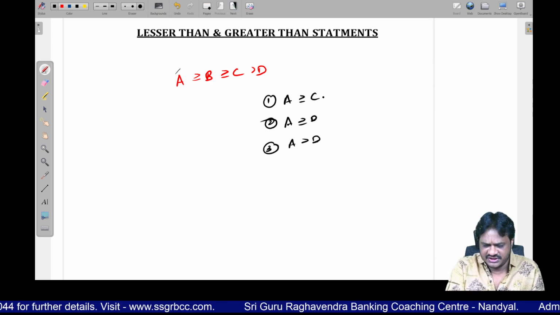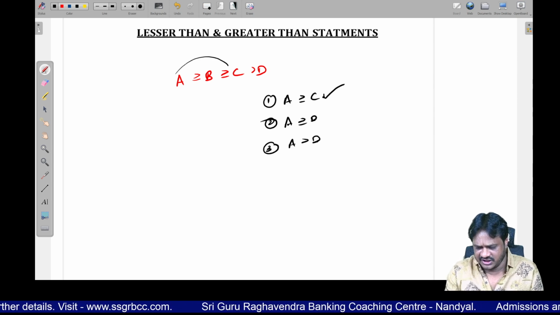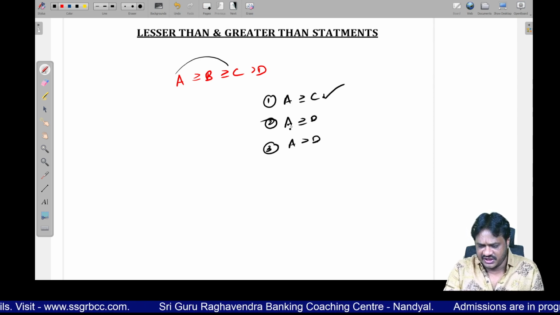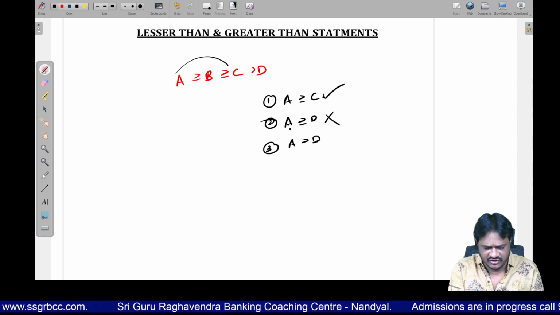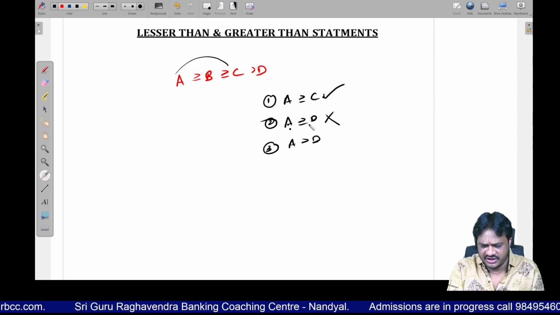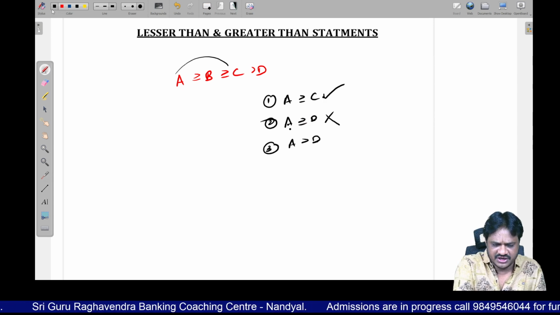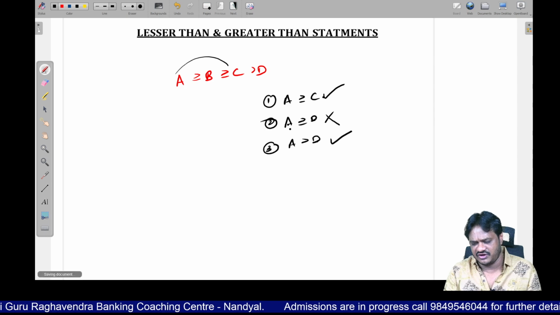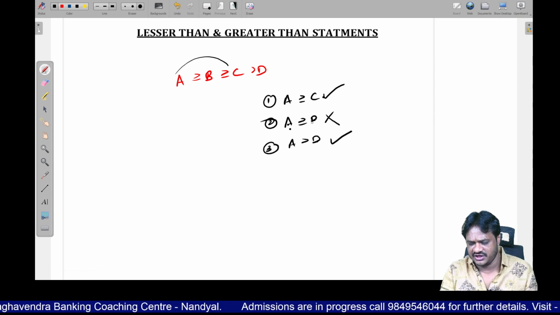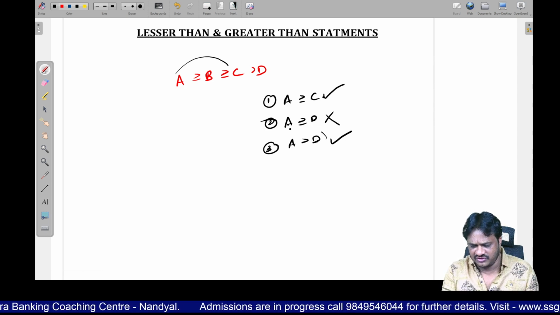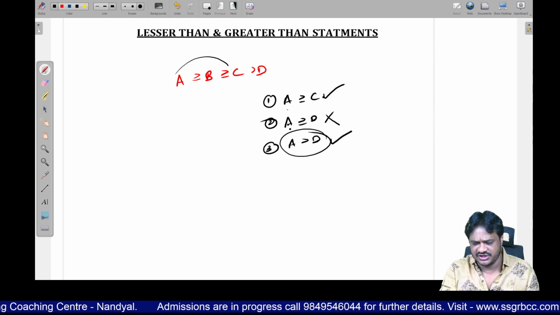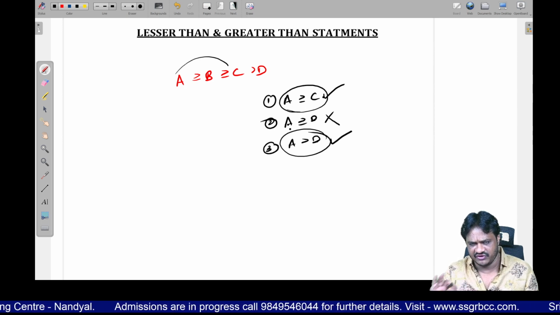In this, A greater than or equal to C definitely follows. A greater than or equal to D does not follow. Why? Because from A to D, greater than or equal is not there. But A greater than D definitely follows. So here A greater than or equal to D does not follow. A greater than D follows and A greater than or equal to C will definitely follow.